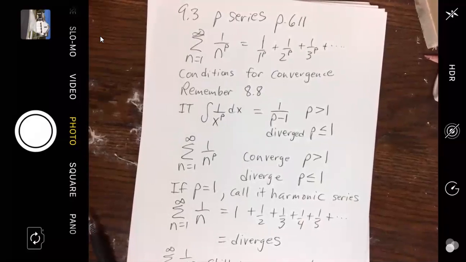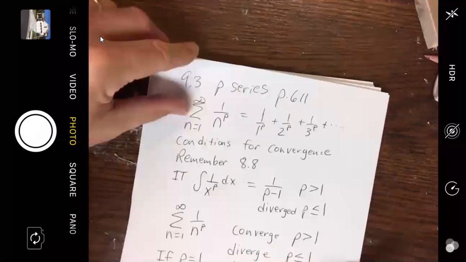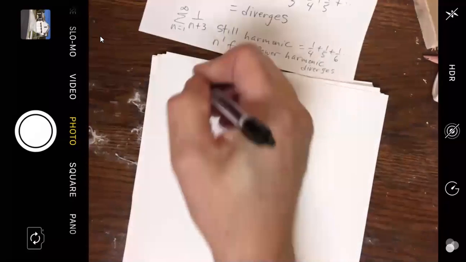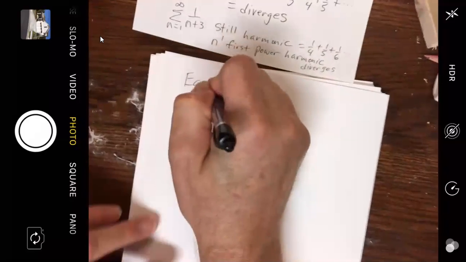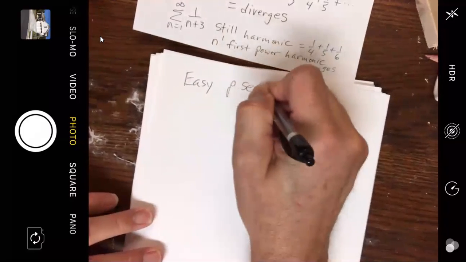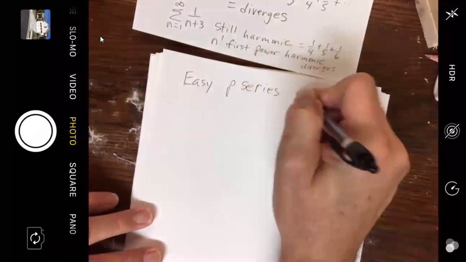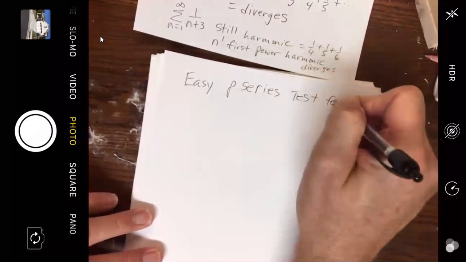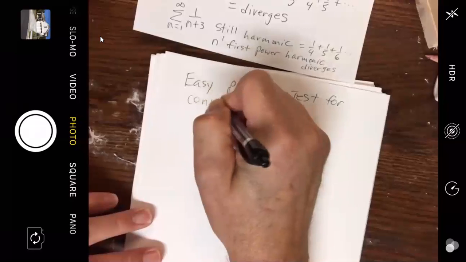I think we're good. It's pretty straightforward. Okay, this gives you a pretty easy P-series test for convergence.